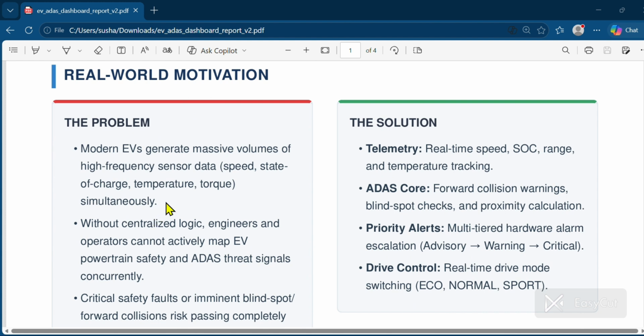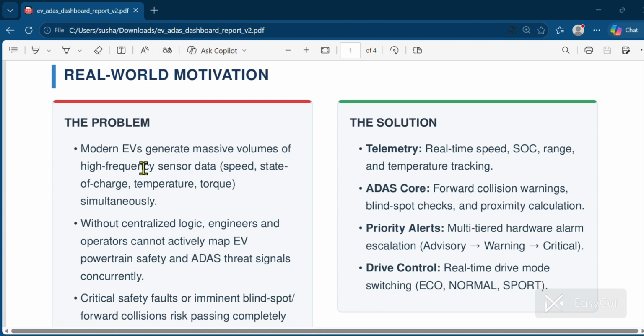Now, what is the real motivation behind this project? The primary problem we face with modern EVs is data density. An EV generates massive streams of high-frequency data, from the battery state of charge and motor temperature to high torque. At the same time, safety sensors are capturing multiple data. Without a centralized high-speed processing unit, safety hazards like blind spot intrusion or forward collision can easily go completely undetected.